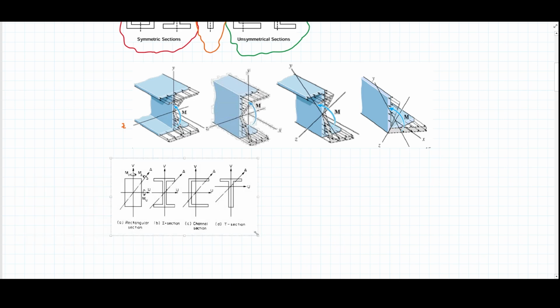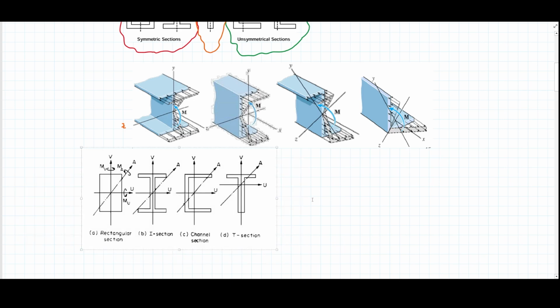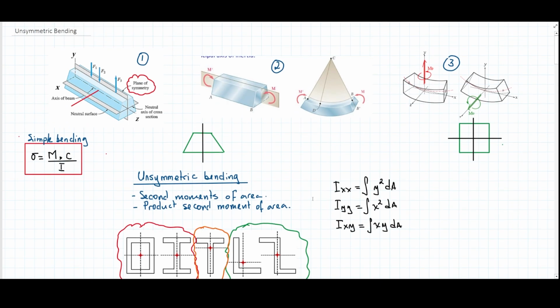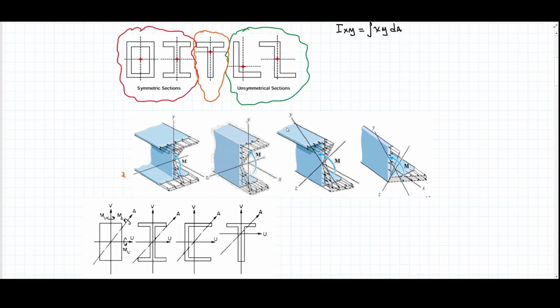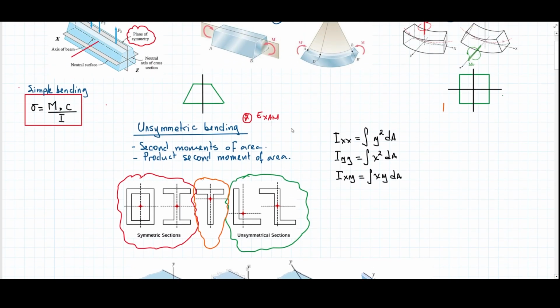Now let's take this case in here. By the way, this is a very good question for the exam. What is unsymmetric bending, defined from the point of view of principal axes and symmetry? So take notes about this one.